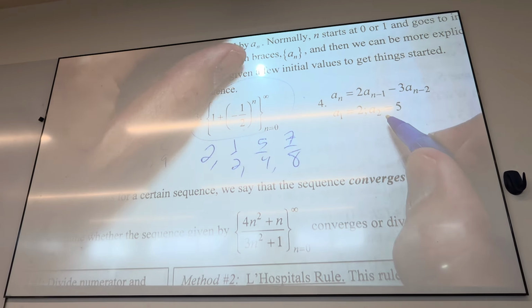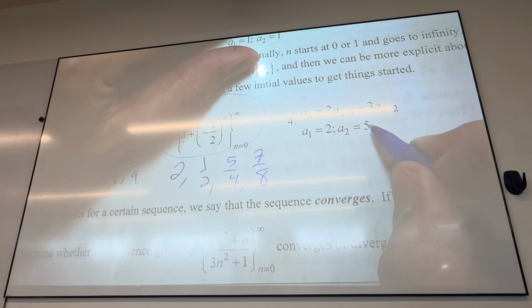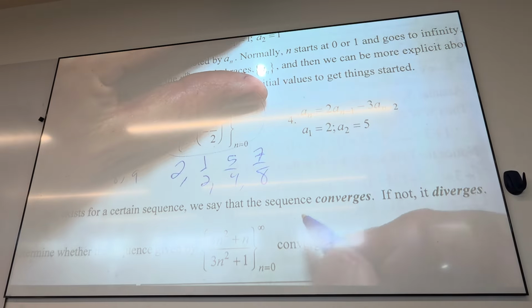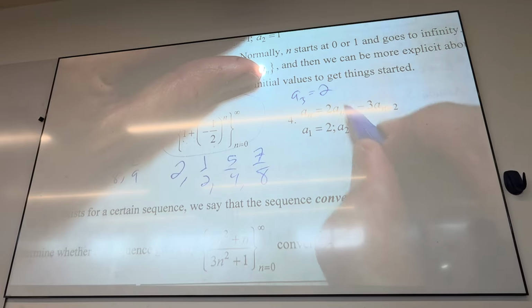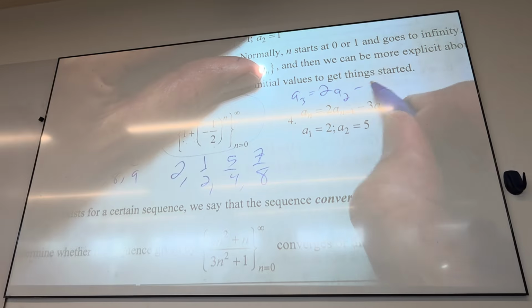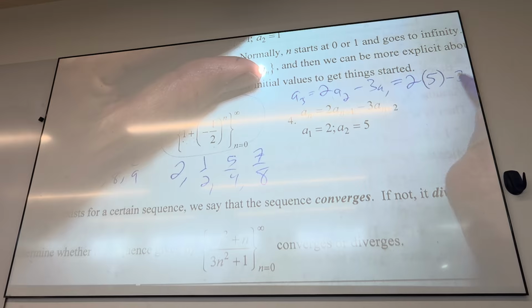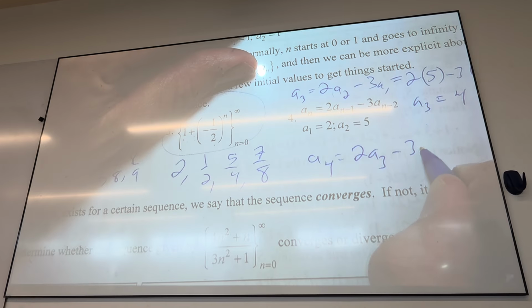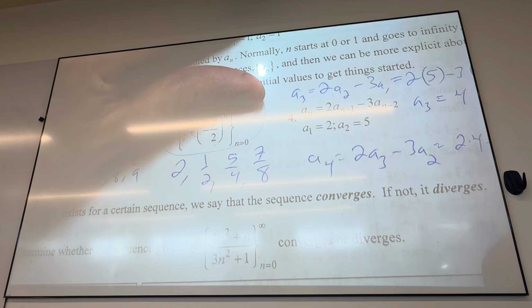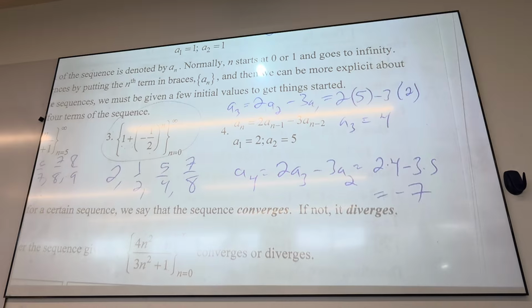Now, on this problem, it's not impossible to do this in your head, but it's a little silly because you can start putting stuff in the wrong place really easily. So if you just literally write for yourself A3, everywhere I see an n, I'm going to put 3, so 3 minus 1 is 2. 3 minus 2 is 1, and now I know exactly where to shove A2, and I know exactly where to shove A1. So then A3 is 10 minus 6 is 4. A4 will be twice A3 minus 3 A2, and now I know A3, and I know A2. So I get 8 minus 15, negative 7. How's that?